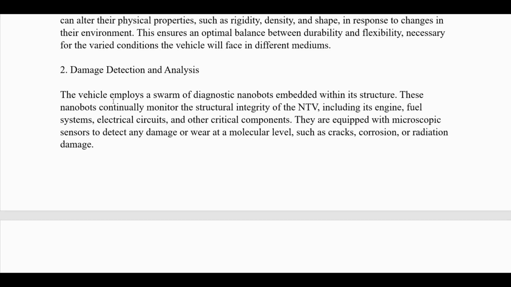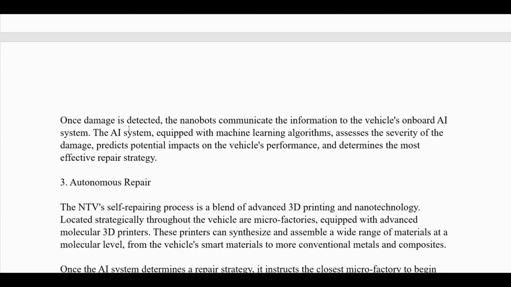Listen, this vehicle employs a swarm of diagnostic nanobots embedded within the structure, and they'll get to a little bit more, and they continuously monitor the structural integrity and look for any problems down to the microscopic level. So dope. Once detected, communicate information to the vehicle's onboard AI system, with its learning algorithms, assess the severity of the damage, predicts potential impact, and determines the most effective repair strategy.